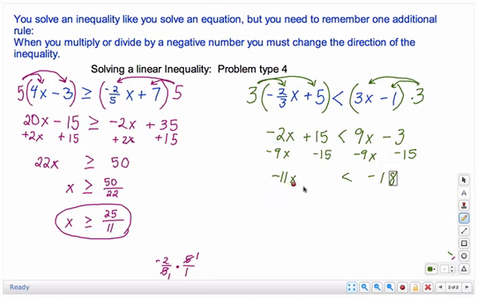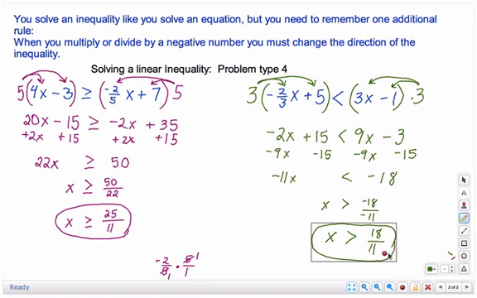And now I'm going to divide both sides by a negative 11 so that I can have the x by itself on the left side of the inequality. When I divide by a negative, I've got to change the direction of my inequality. And a negative 18 over a negative 11, a negative divided by a negative gives me a positive. So x is greater than 18 over 11. It doesn't simplify any further than that. And you can leave these, as you've noticed, in improper fraction form, and that's fine.